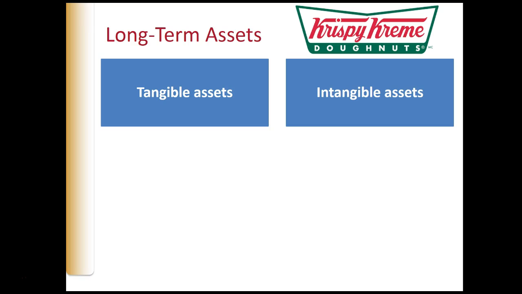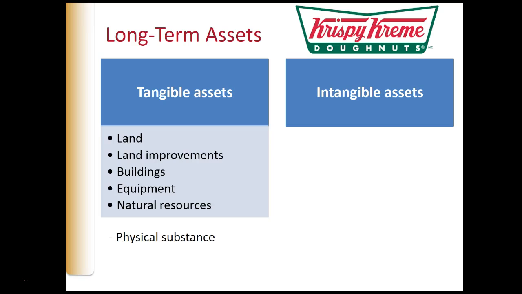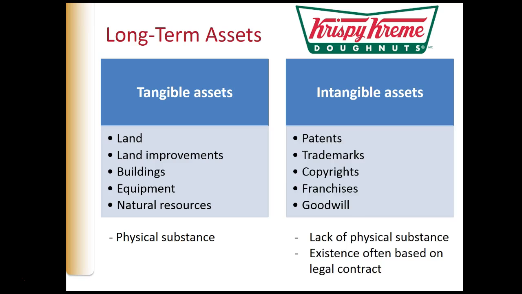So Krispy Kreme cannot make donuts without its manufacturing facilities and the equipment in those facilities. In contrast, it's not physical assets, but copyrights on its computer software that gives Google the ability to generate billions of dollars in revenues each year. Now, both of these types of revenue-producing assets are considered long-term assets.